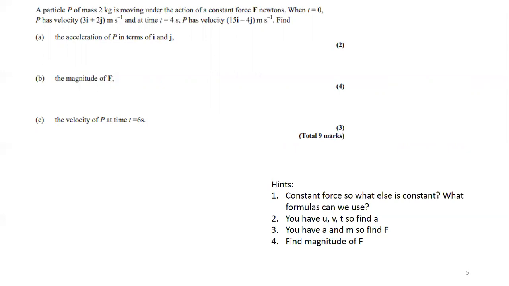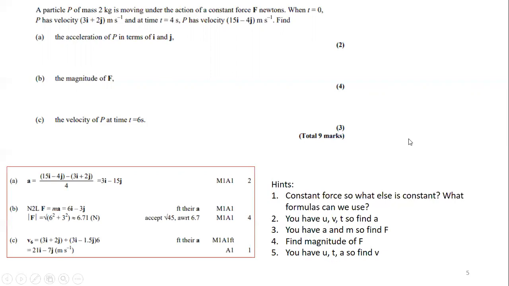And then part C, find the velocity of P at time t equals 6. So that's just testing: do you know which of the velocities at the top to use? So you've got u, the initial one, when t is 0. You're trying to find v this time. You've got t is 6. Acceleration is still the same, so the acceleration of part A. So you have u, t, and a. So use the same formula as in my hint 2, to find v, and leave it as a vector because I want velocity this time. So the answers are on the screen. It should be 3, minus 15 for part A, 6.71 or root 45 for part B, and 21, minus 7 for C.